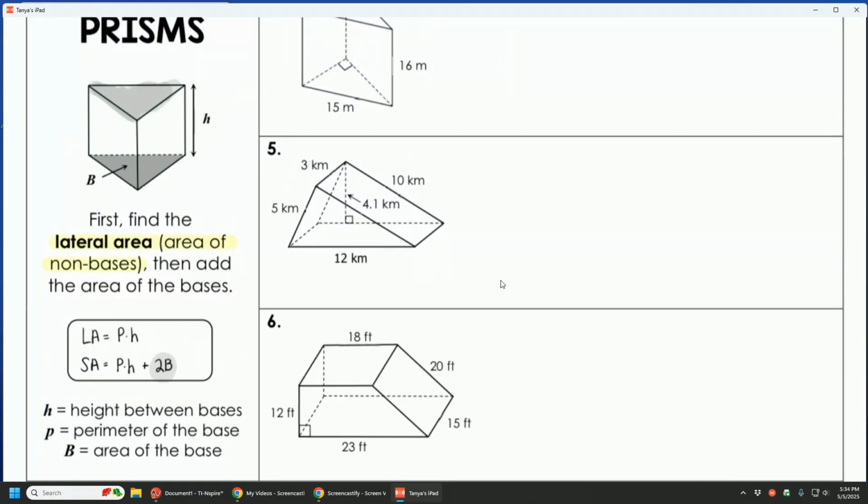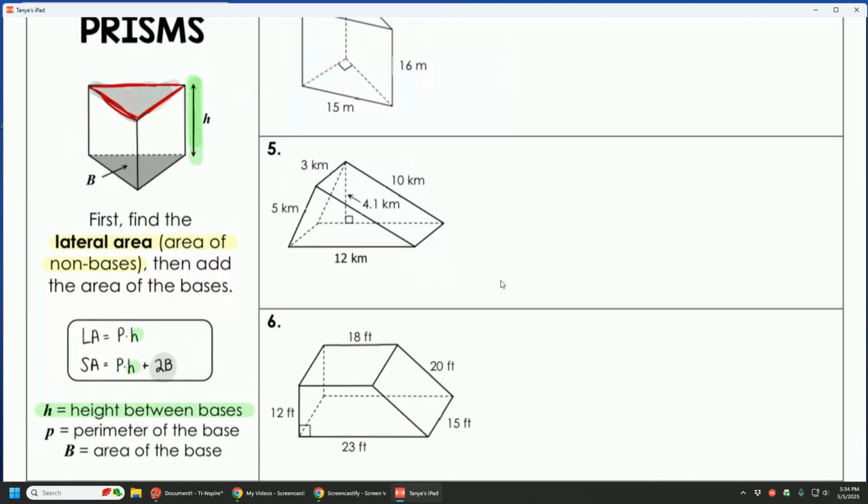Then the other part where it says perimeter times height: if you find the perimeter of one of the bases, so all the way around, that is capital P. And then height is always between the two bases. In this picture, the bases are the top and the bottom, and height has to connect them. And that's where the rest of this comes from.